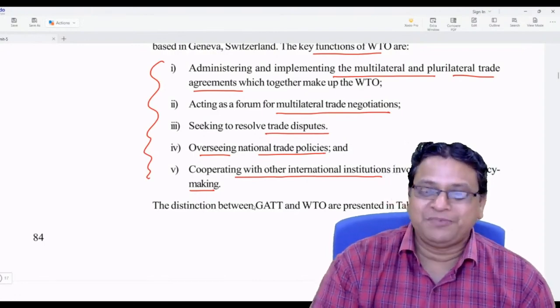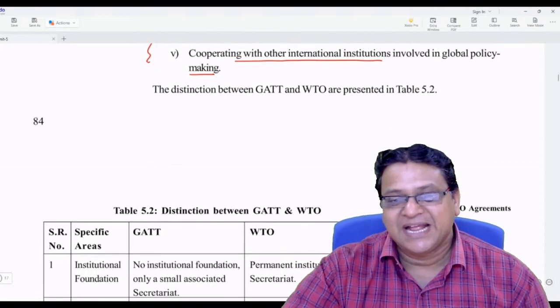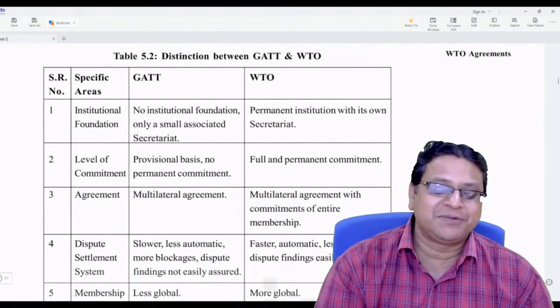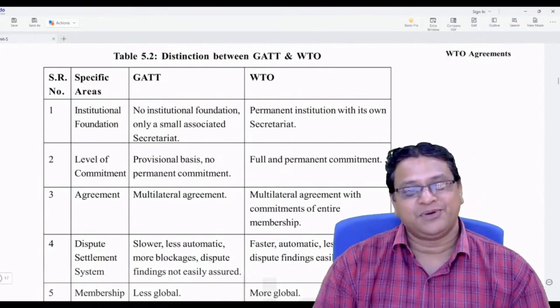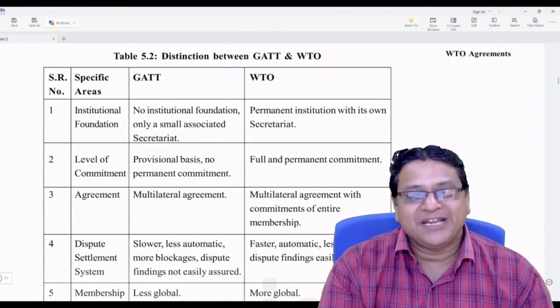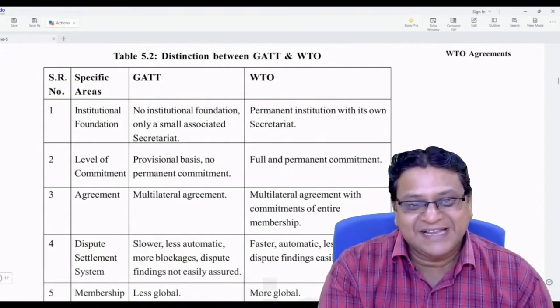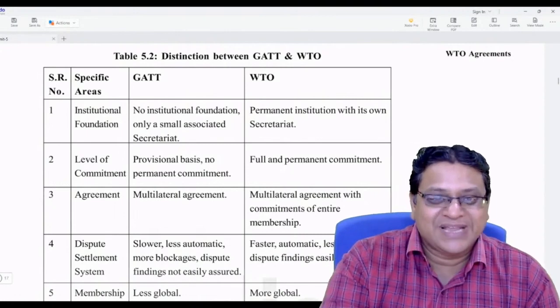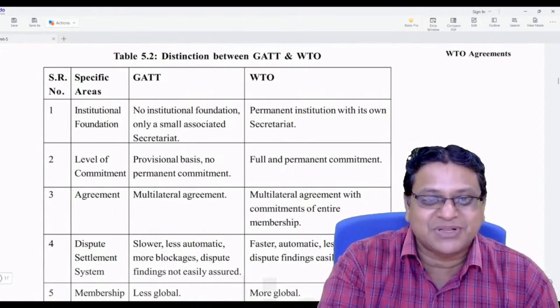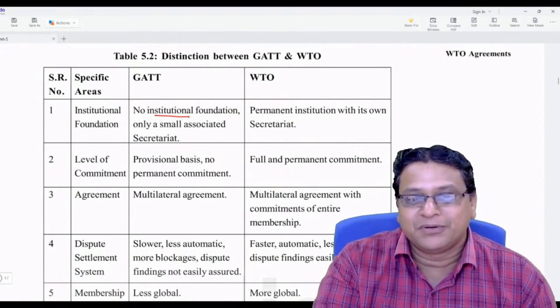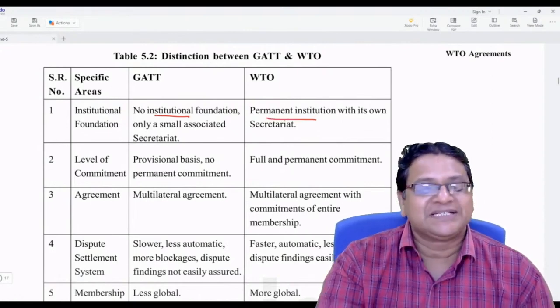The main points of difference between GATT and WTO we will discuss now. So what is the main point of difference between GATT and WTO? I have already discussed GATT is just a temporary arrangement. It is just an agreement, but WTO is a permanent institution. So GATT is not a permanent institution. It is a temporary arrangement. It is an agreement, but WTO is a permanent institution.